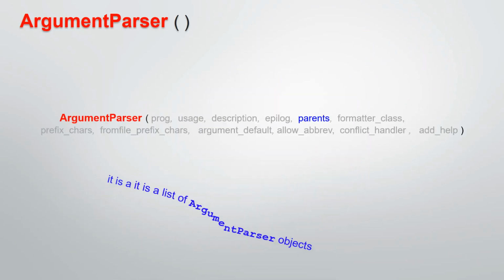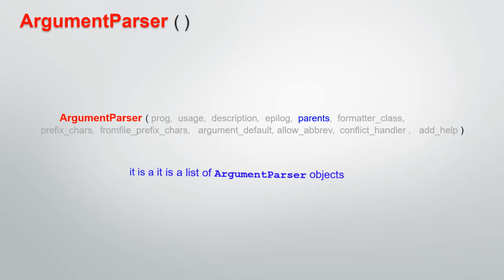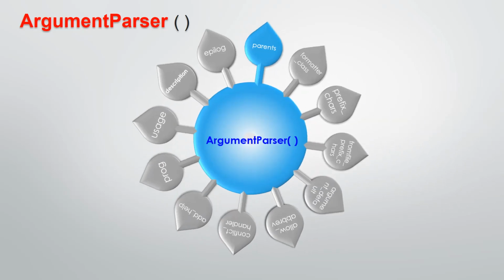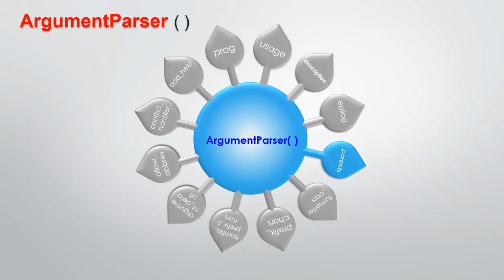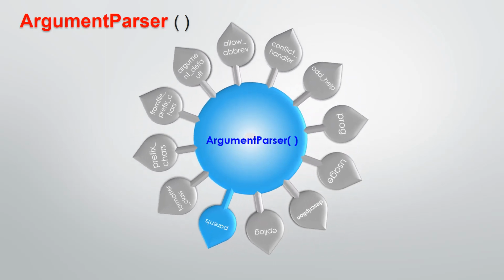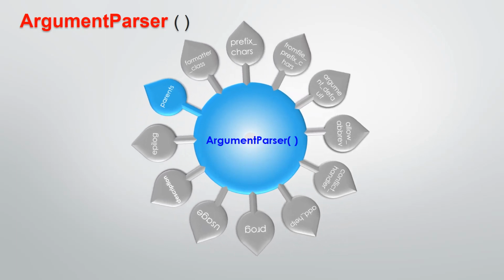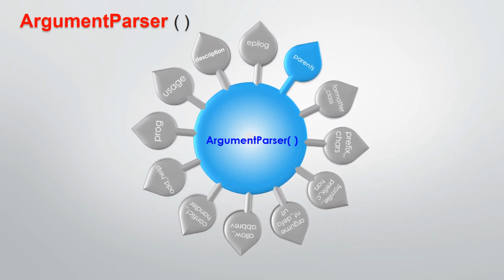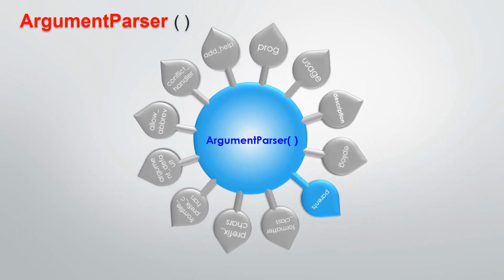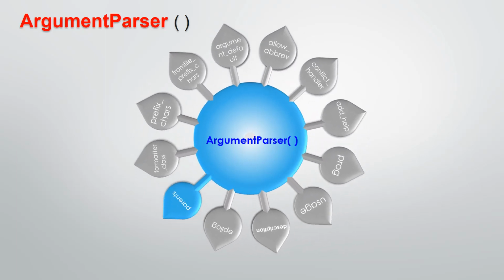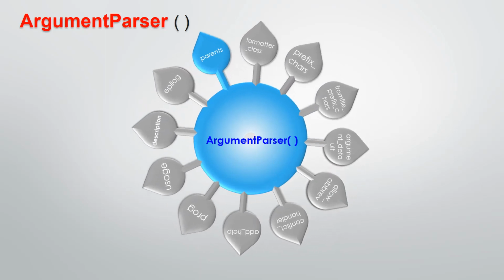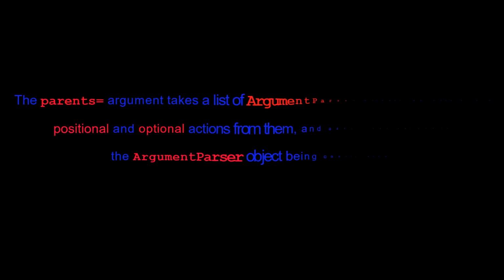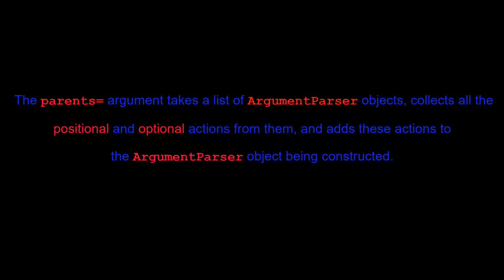Parents. It is a list of ArgumentParser objects whose arguments should also be included. Sometimes several parsers share a common set of arguments. Rather than repeating the definitions of these arguments, a single parser with all the shared arguments can be passed to the parents equal to argument to ArgumentParser. The parents equal to argument takes a list of ArgumentParser objects, collects all the positional and optional actions from them, and adds these actions to the ArgumentParser object being constructed.